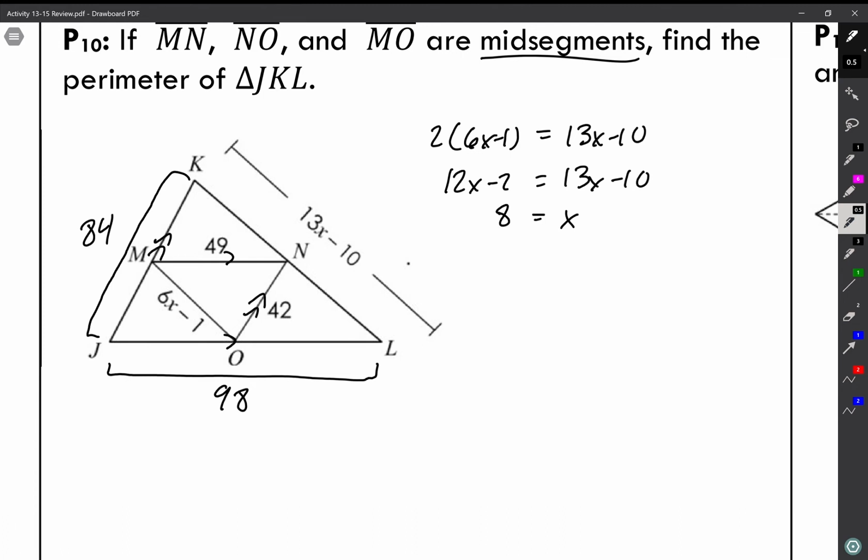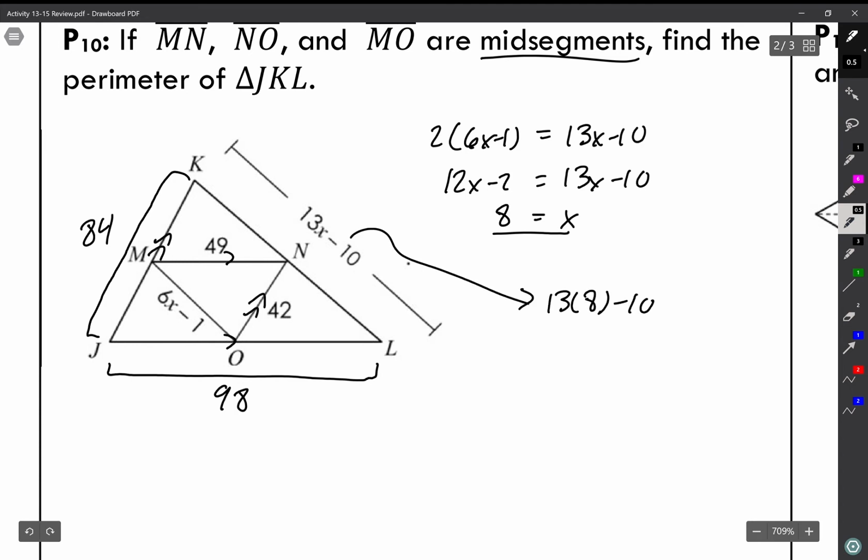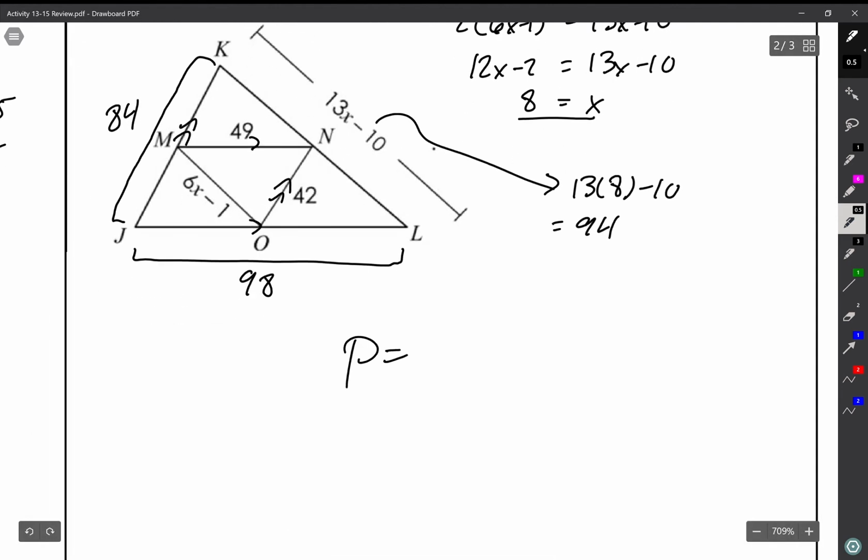Right? Yes, x is equal to 8. So that means this side KL is 13 times 8 minus 10, which is 94, I believe. Yes, that's what it says, 94. So my perimeter is just 84 plus 98 plus 94, which will give me 276.